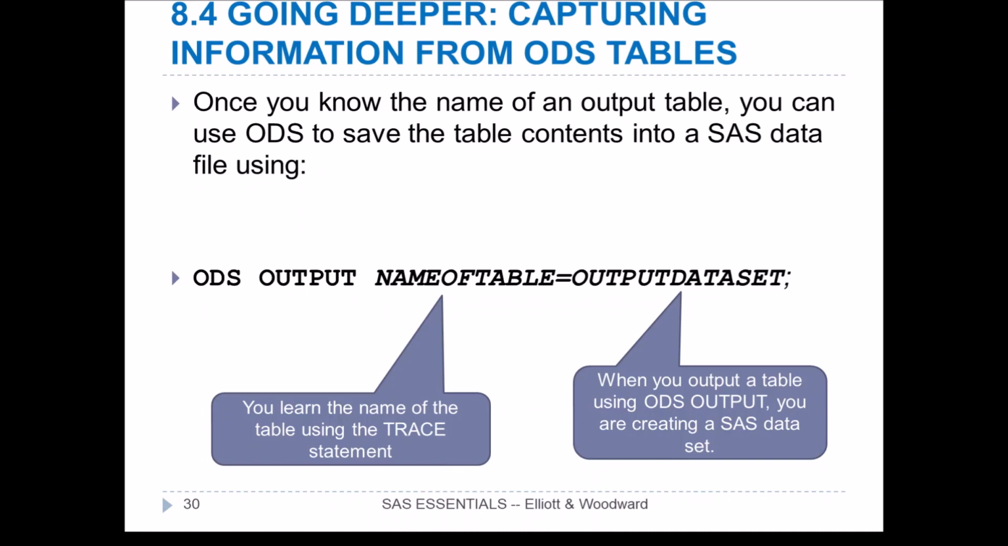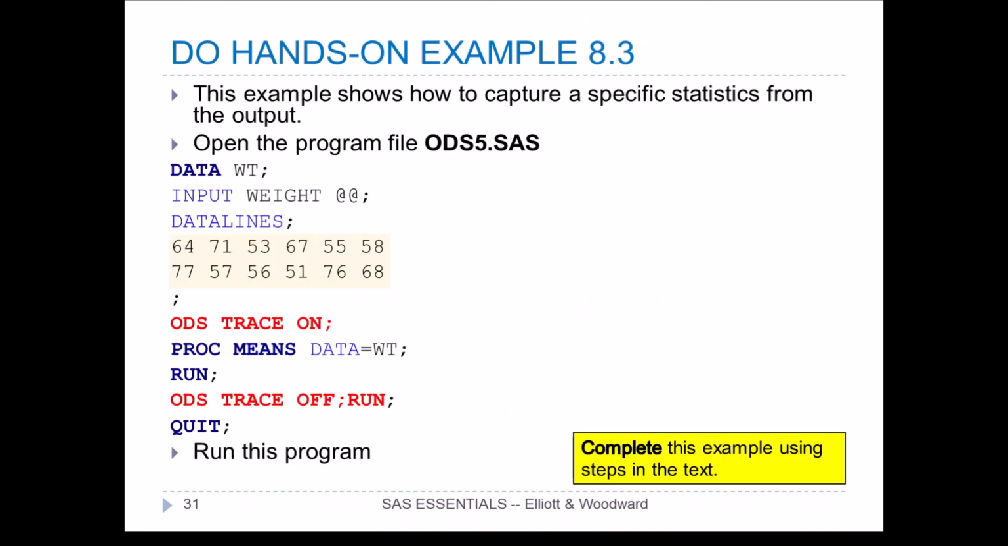And the way we do that is, again, with an ODS statement. ODS output, the name of the table. For instance, we knew summary was a table name from proc means. And then output data set name is the name of the data set we want to output that information to. So open up the program called ods5.sas. And here we see we're creating a data set called weight, or WT. And we have the trace on, proc means, and trace off.